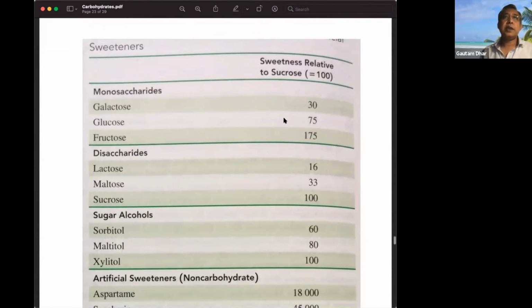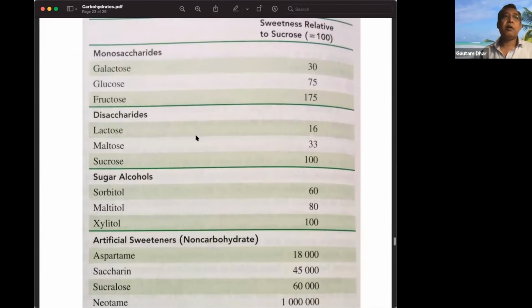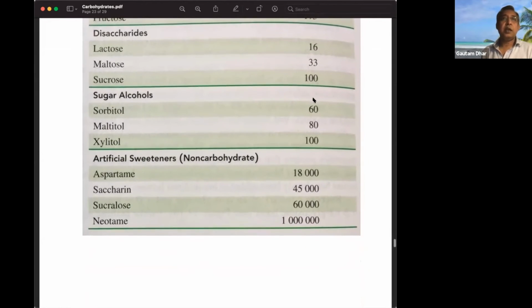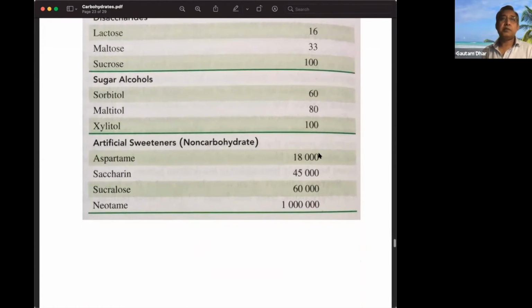Now, if you look at the sugars in general, monosaccharides and disaccharides, there is a way of measuring the sweetness, which they do. So this is the level of sweetness. If you take the standard sugar as 100, galactose is much less sweet than glucose. Fructose is sweeter. And all these artificial sweeteners are many, many times sweeter than our regular sugar, sucrose.